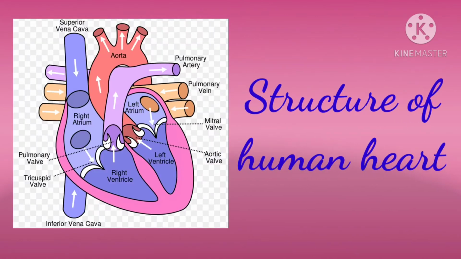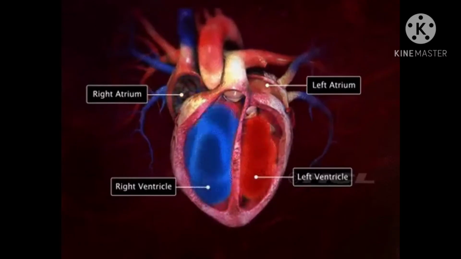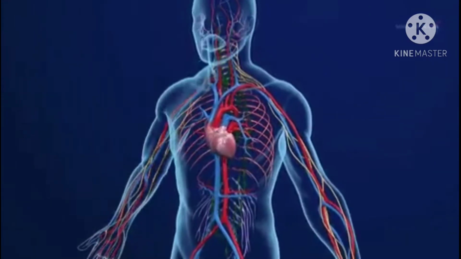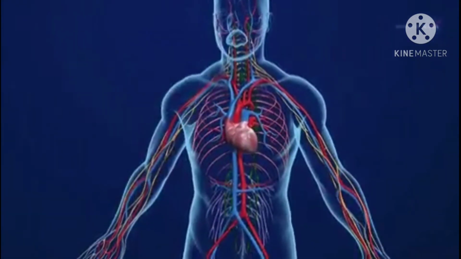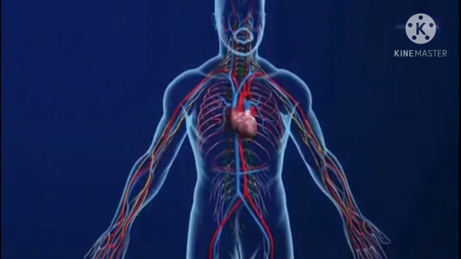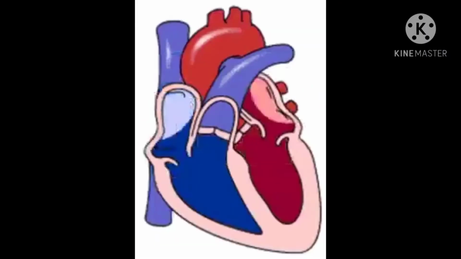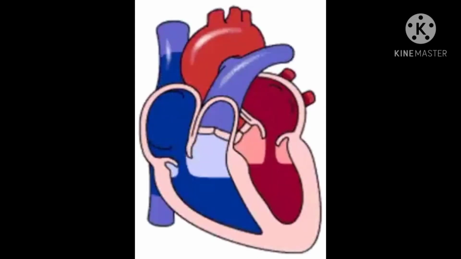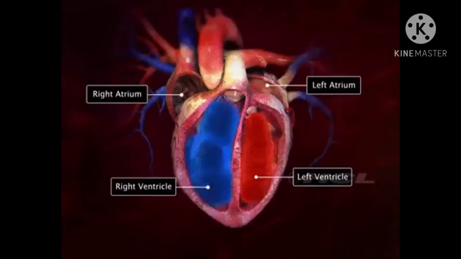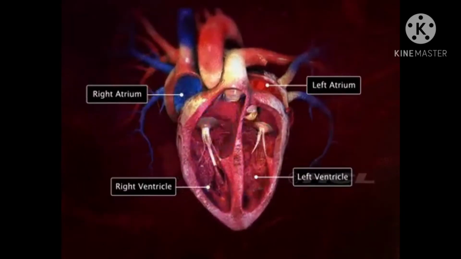Children, in our previous video, we had learnt about the structure of the human heart. Today we will learn about the working of the human heart. My dear children, the blood is circulated in the human body by regular contraction and relaxation of the heart. Let us understand the working of the human heart in detail.